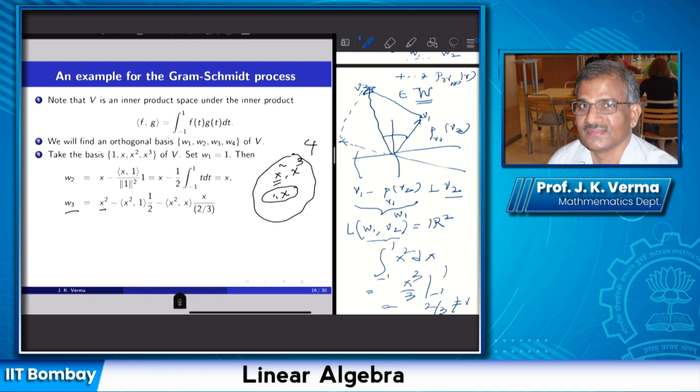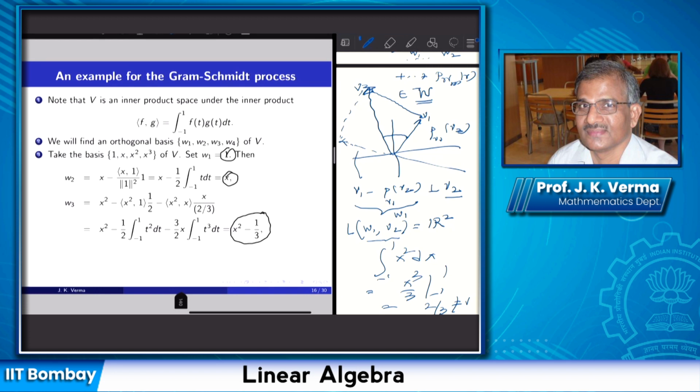From x square subtract this, the projection along 1 of x square, and this, the projection of x square along x. Then substitute the formula for inner product in terms of integral, and you will get x square minus 1 over 3. So now I have 1, x, and x square minus 1 over 3. You can check that x square minus 1 over 3 is perpendicular to x. It is also perpendicular to 1.